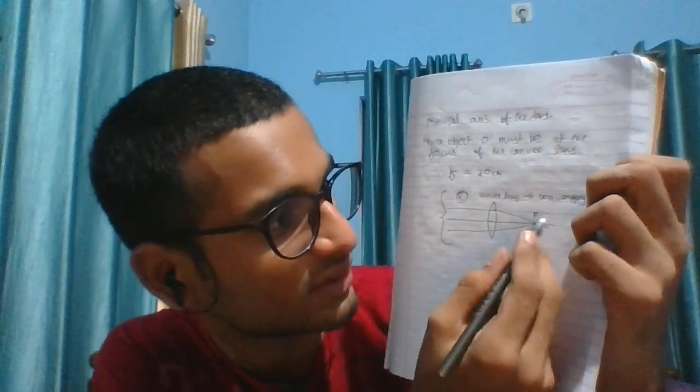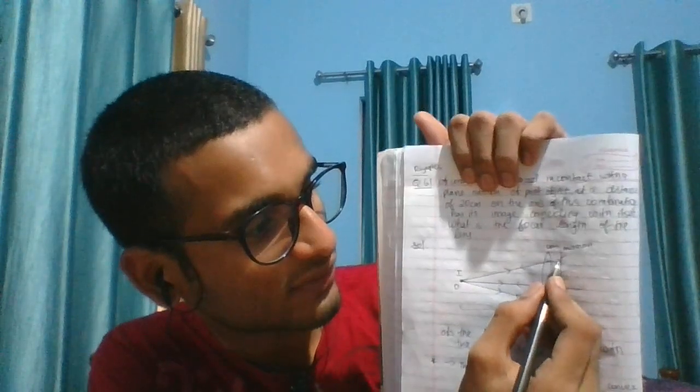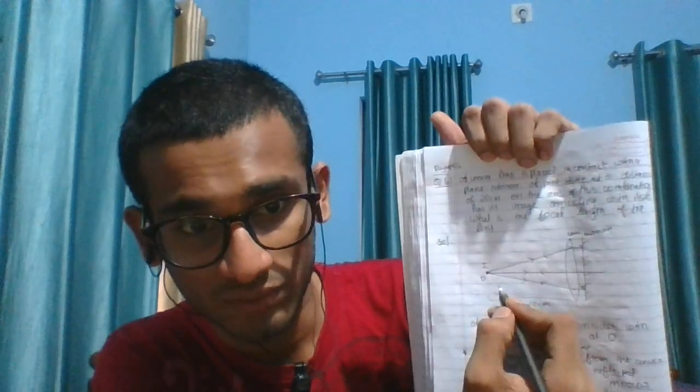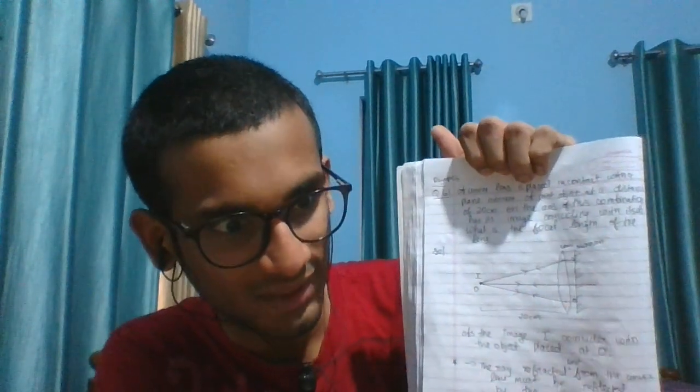Why? Because convex lenses are converging lenses. That's why this reflected ray will go to the focus, and they say that the image is formed at O, which is where the object is kept. That means the object was already kept at the focus. That's why the image is formed at the focus. That's why the image is formed at O. That's it.